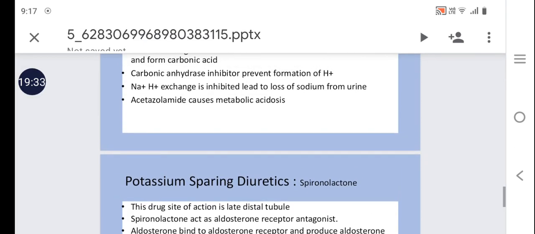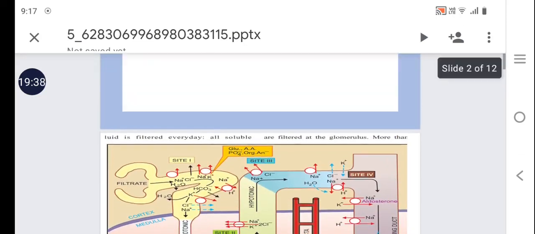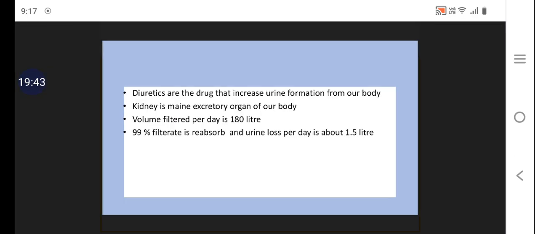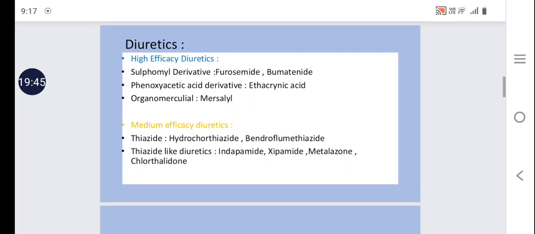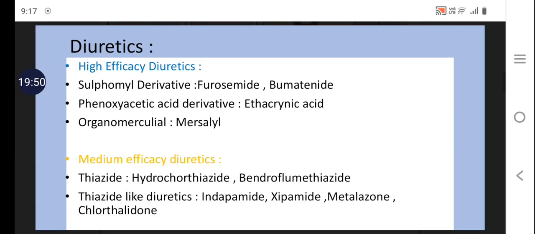So this is all about the diuretic drugs, their mechanism of action, and their site of action. One by one we will revise again that classification. The highly efficacious diuretics are furosemide and bumetanide. Bumetanide is 40 times more potent than furosemide, and the site of action of this drug is the ascending limb of Henle. Ethacrynic acid and marsalil are not used nowadays.